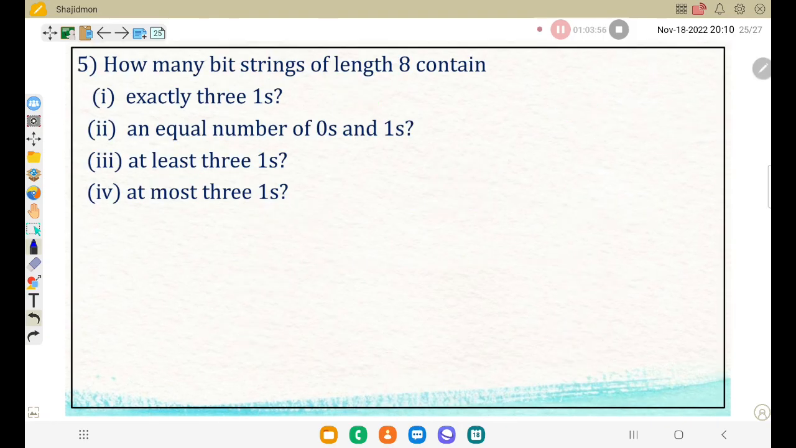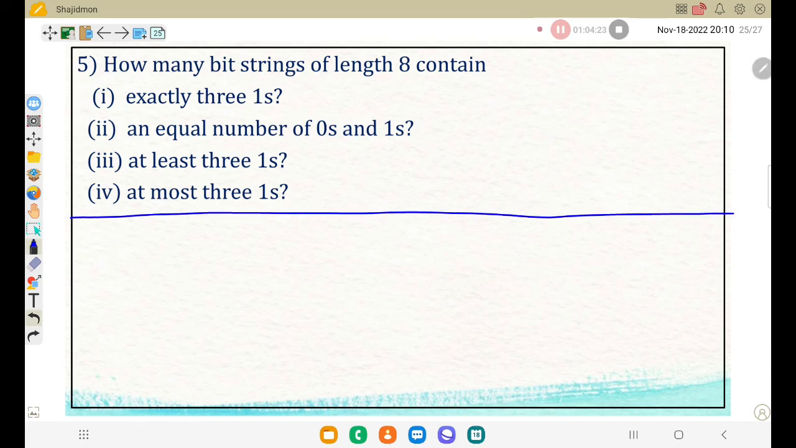Next question, question number 5. How many bit strings of length 8? Now, bit string questions we did in the examples, same idea here. How many bit strings of length 8 contain exactly 3 ones, an equal number of zeros and ones, at least 3 ones, at most 3 ones? This is the question.